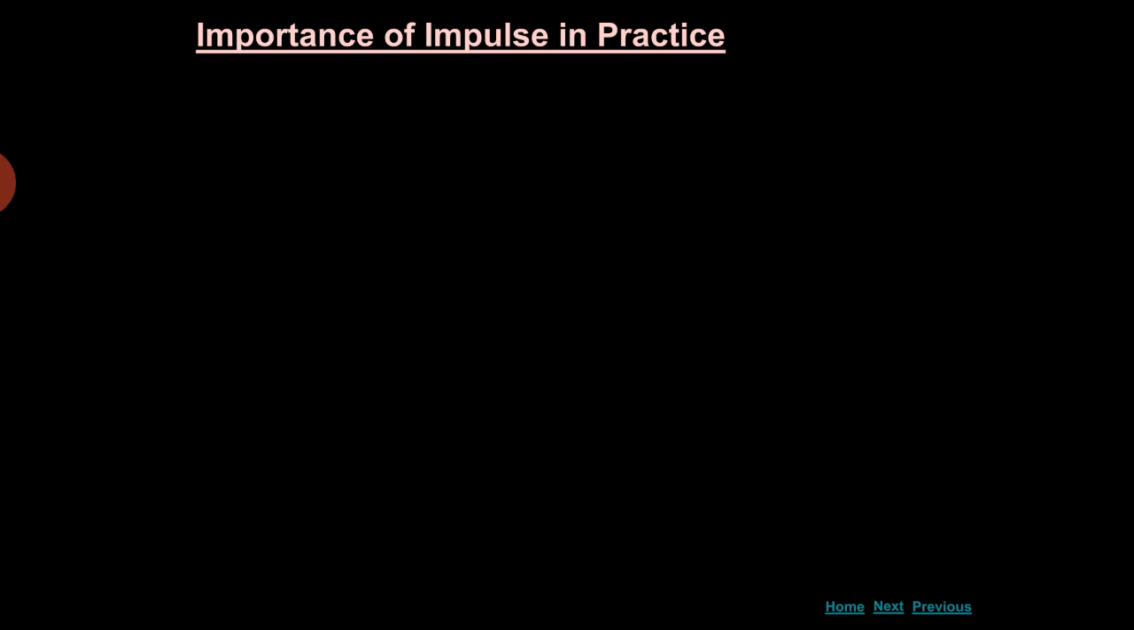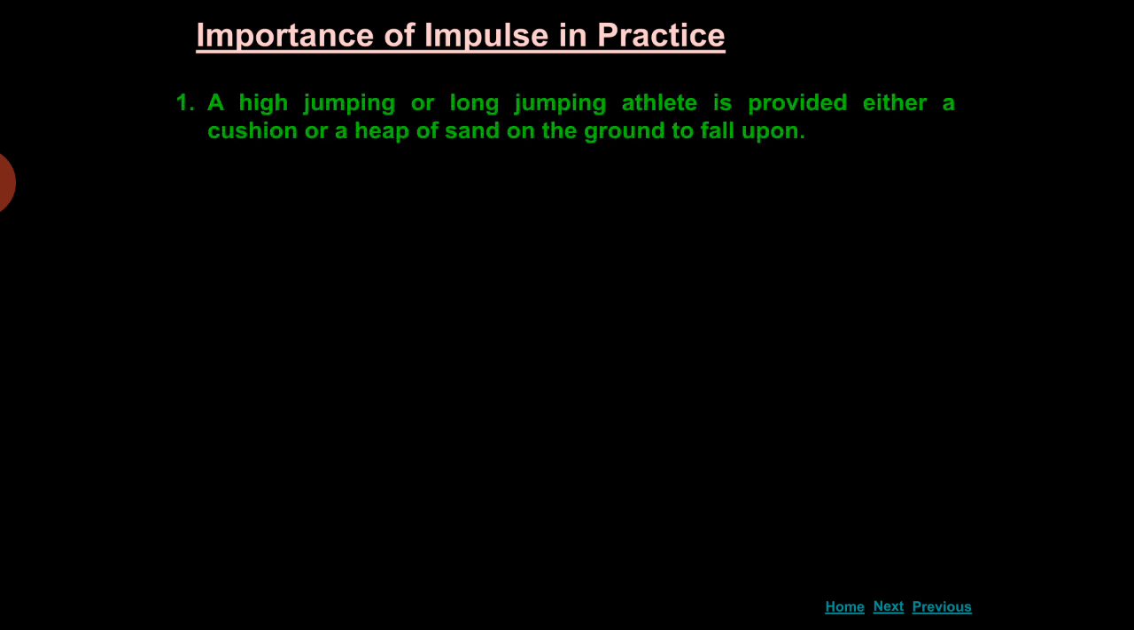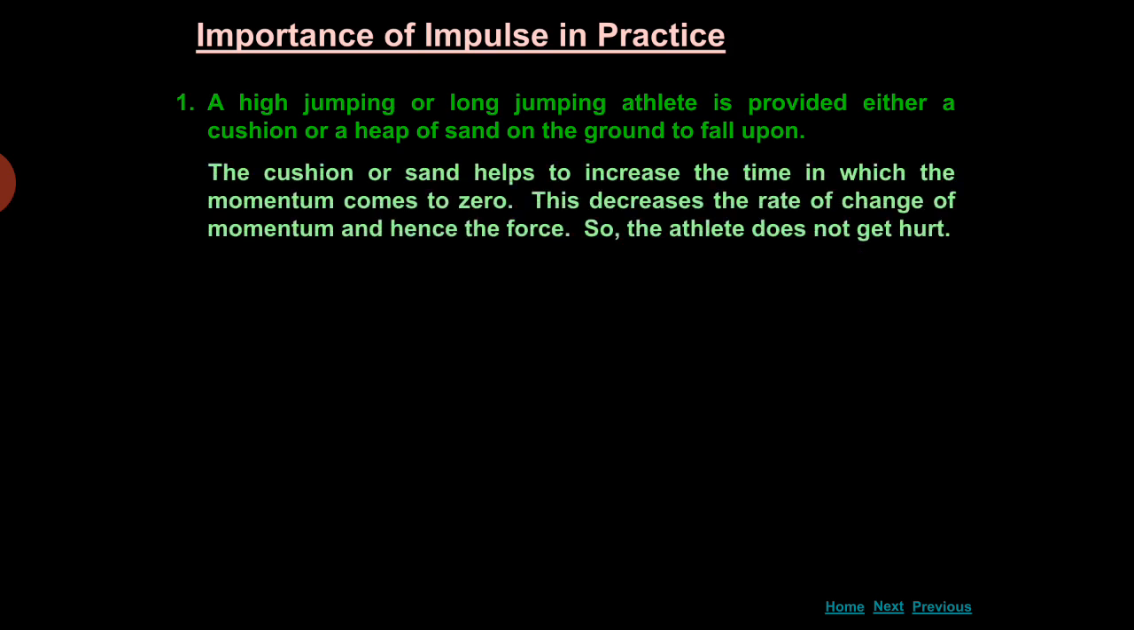There are various situations we come across where impulse plays an important role. Let us discuss a very common example, that is during high jumping or long jumping. A high jumping or long jumping athlete is provided either a cushion or a heap of sand on the ground to fall upon. Now, what is the role of this cushion? The cushion or sand helps to increase the time in which the momentum comes to zero. This decreases the rate of change of momentum and hence the force.